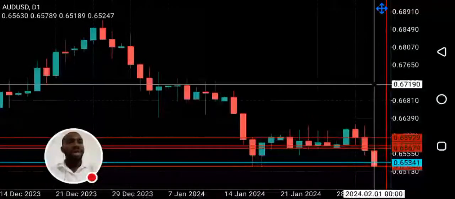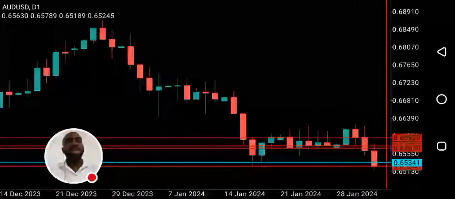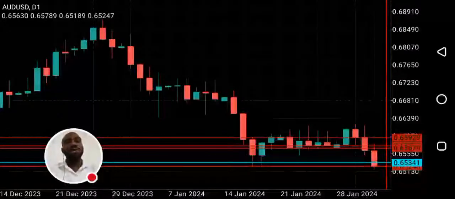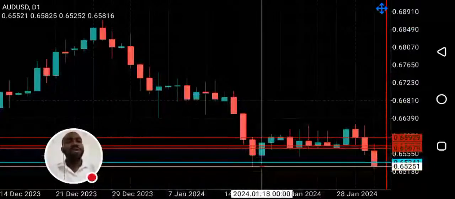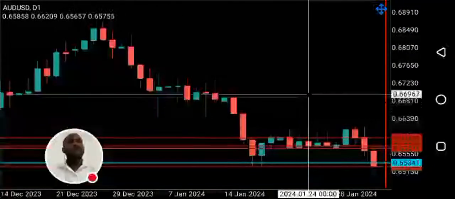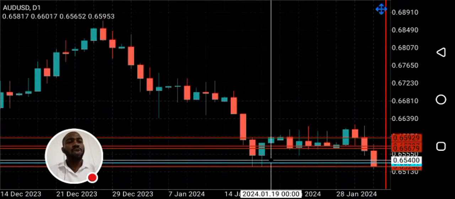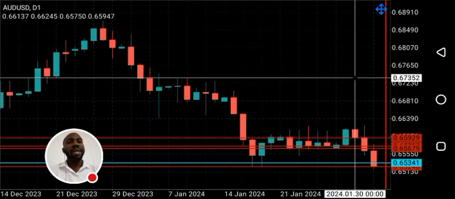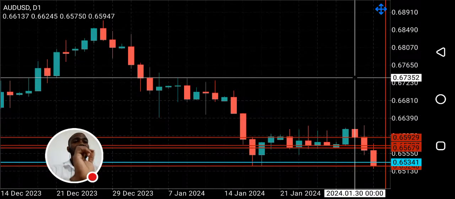So that's why I said if you buy, wait for a bullish reversal pattern. This breakout could be a false breakout, because we have liquidity at these previous equal lows. If a bullish reversal pattern forms after liquidity has been swept, then you could look for a buy opportunity on Australian dollar USD. But at the moment, with the pattern we have on the chart, Australian dollar USD is still bearish.